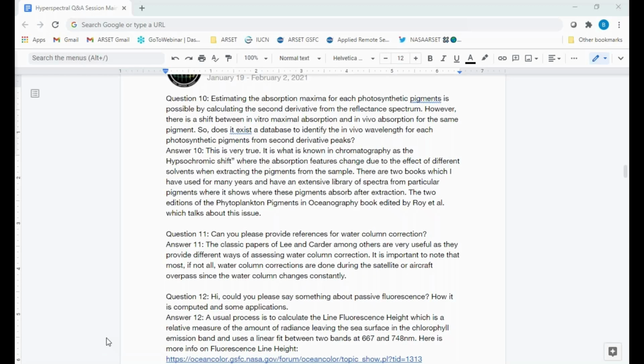It's the Phytoplankton Pigments in Oceanography book, which was edited by Roy et al. And there are two editions, I should say. If you can get a hold of both editions, I would recommend it, because there are some pigments that they included in one edition and didn't include in the other. So you have a more complete data set there if you can get both of them. Plus, there are other references, peer-reviewed papers as well, on this particular topic.